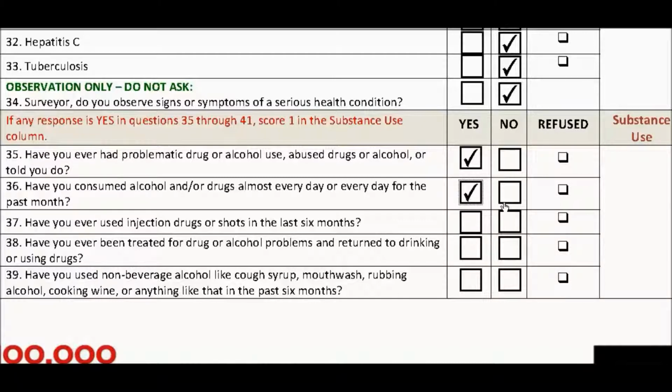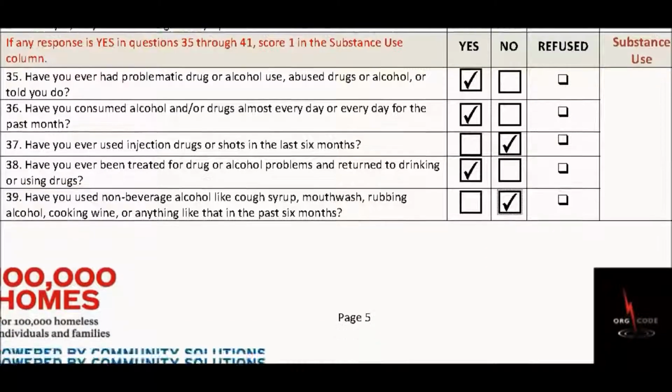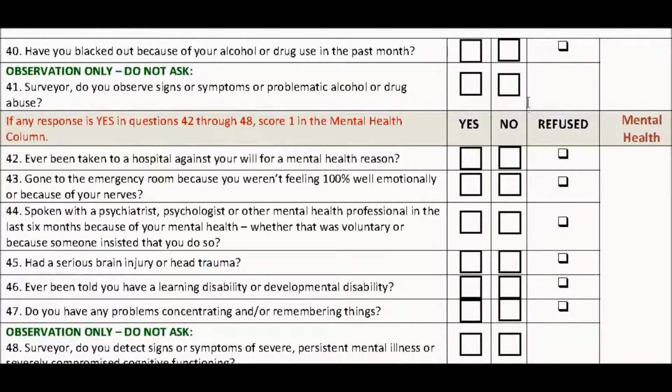Question number 37 asks if the participant has ever used injection drugs or shots in the last 6 months. This is not referring to medications like insulin, but instead to illicit drugs. Question number 41 is another observation question. Do you observe signs or symptoms of problematic alcohol or drug abuse? Some things to look for are shakes, morning intoxication, puncture or track marks, or sores and blisters.